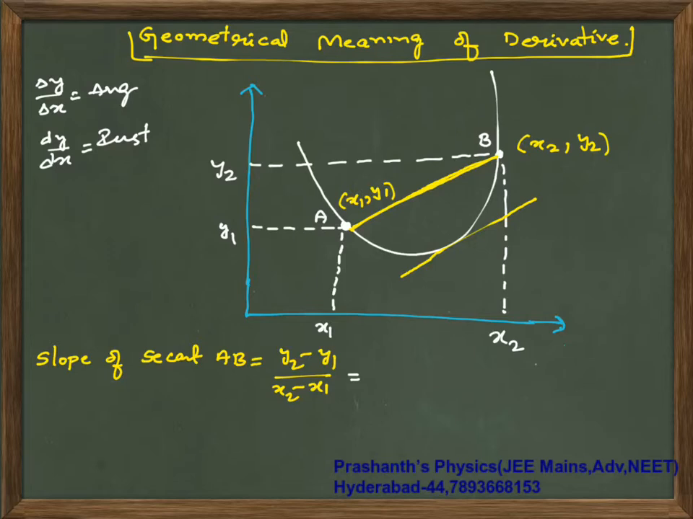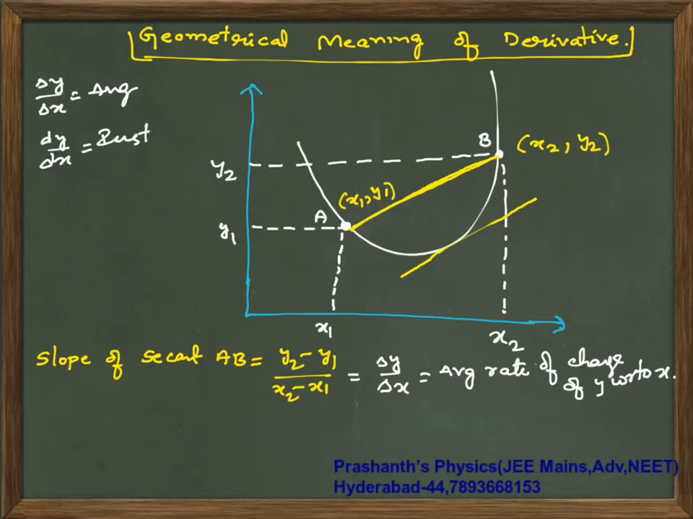So what does this mean? Indirectly it is delta y by delta x, which is your average rate of change of y with respect to x. So geometrically, delta y by delta x, the average rate of change of y with respect to x, is indicating the slope of secant.